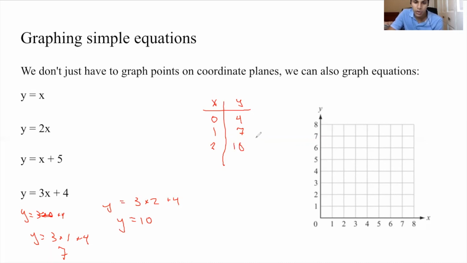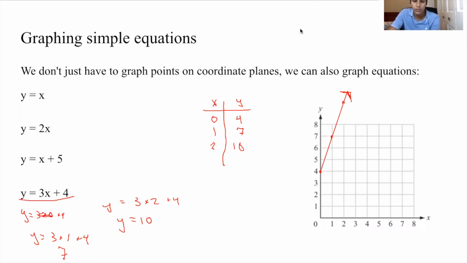So now that we have 3 points, we can put them on our graph. 0 out for our x gives us a y value of 4. When we're 1 out, we get a y value of 7. And when we're 2 out, we get a y value of 10. And we can estimate where 10 is on this graph. 10 is probably around here. Now if we connect these 3 points, we get our line representing this equation. So this line, and remember we put an arrow because it extends on forever, represents the equation y equals 3x plus 4.